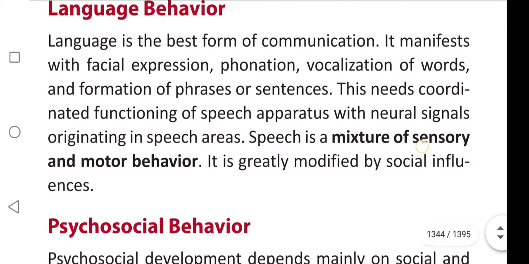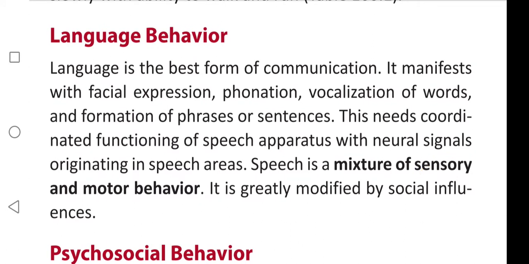Next is language behavior. The language is the best form of communication. It manifests with facial expressions, phonation, vocalization of words, and formation of phrases or sentences. This needs coordinated functioning of the speech apparatus with neural signals originating in speech areas. Speech is a mixture of sensory and motor behavior. It is greatly modified by social influences.